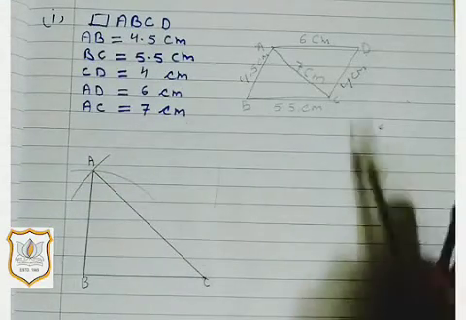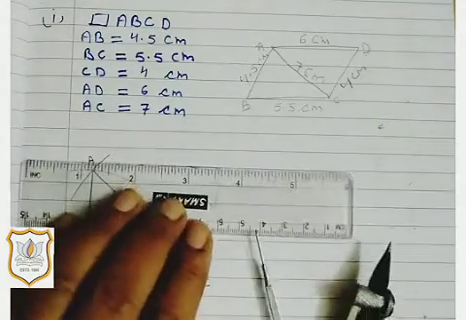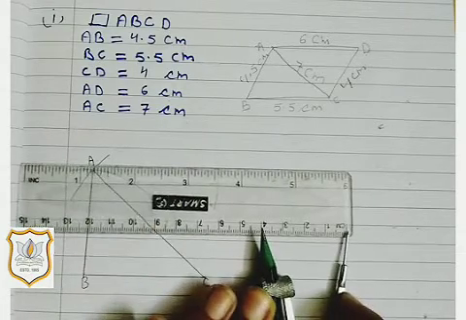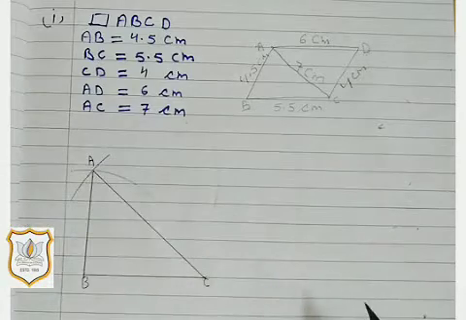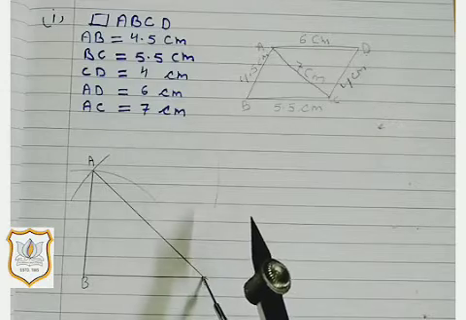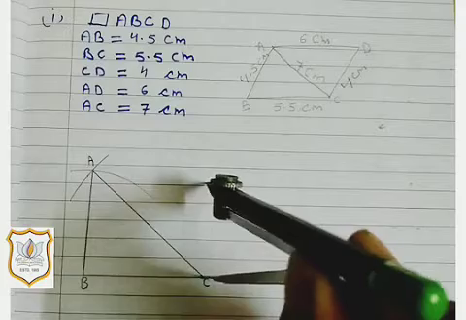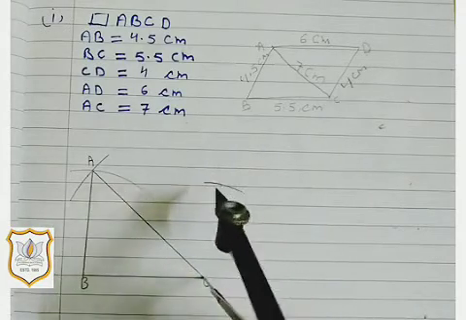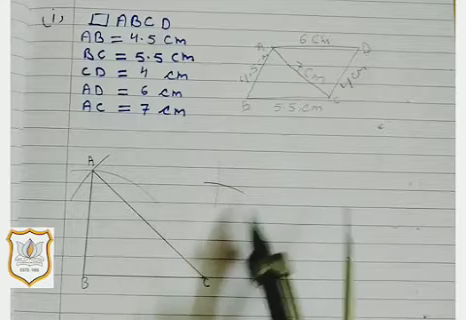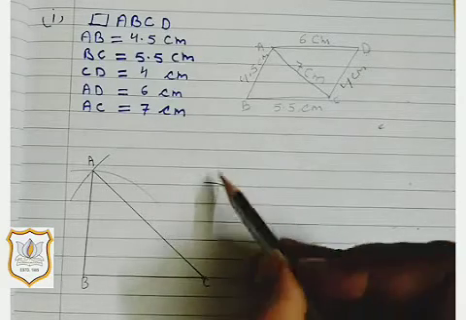Now CD is 4 centimeter. So we take 4 centimeter in compass. This is 4 centimeter and we draw an arc with center C. This is C and taking C as a center, we draw an arc. This is an arc of 4 centimeter radius. Clear? These intersect each other at point D. So we write D here.